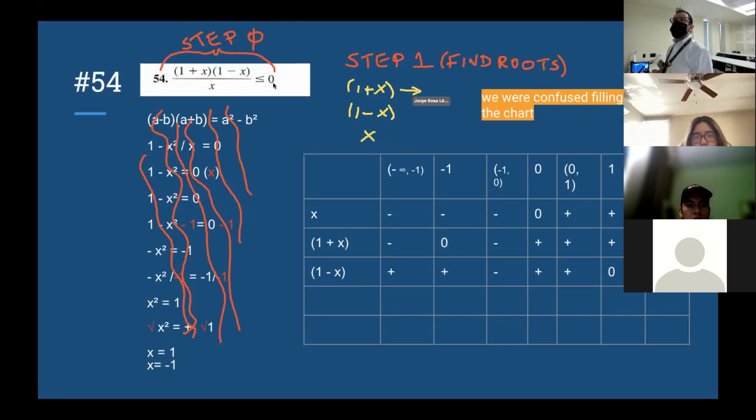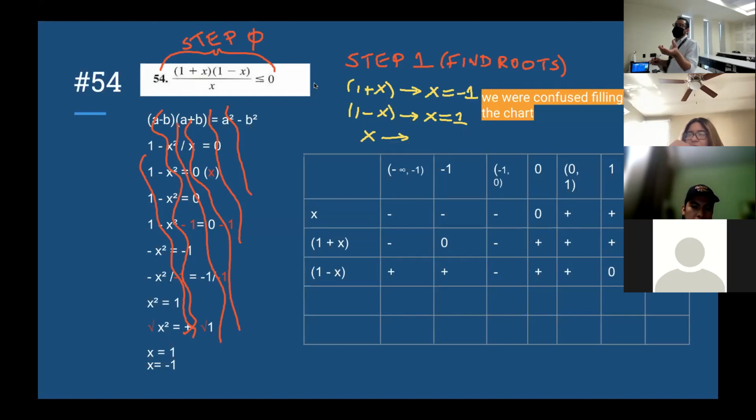What would be the root in this case? It would be x equals -1. What would be the root in this case? Anna, what would be the root in that case? 1. Correct, yes, 1, correct. And what would be the root here?